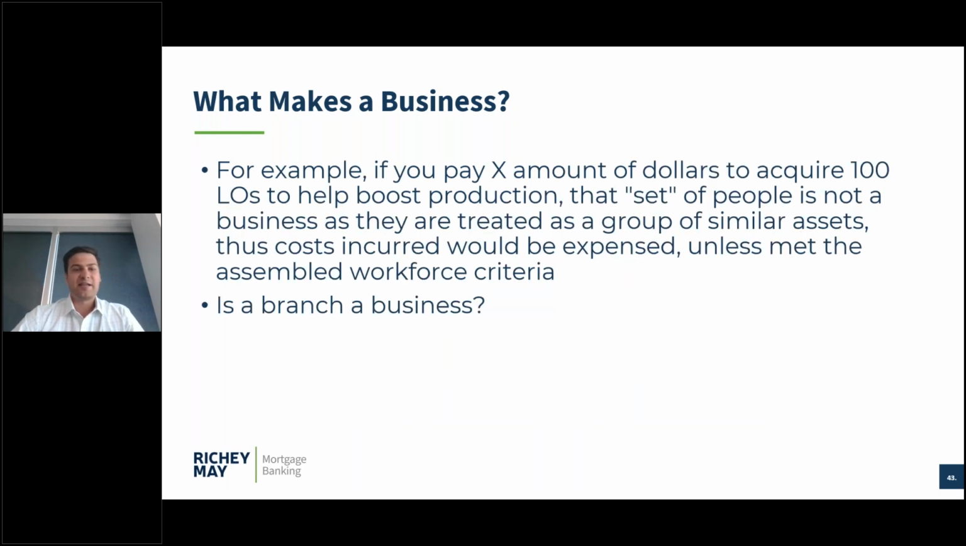To provide an example, if you pay X amount of dollars to acquire 100 LOs to boost production, that set of people is not a business as they are treated as a group of similar assets, thus costs incurred would be expensed. And is a branch a business? Well, that kind of depends, right? If the branch can operate independently of the company and has its own license to originate mortgage loans, that could be considered a business.